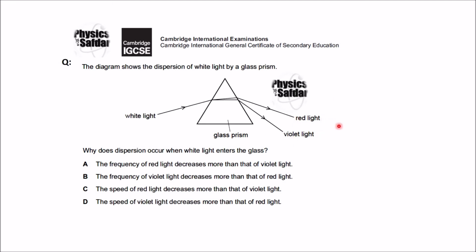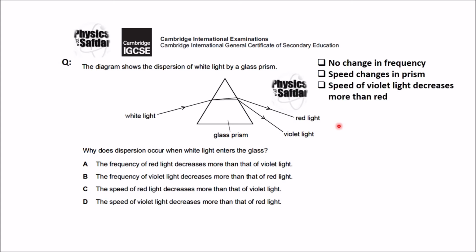Remember a few things about what happens with the white light when it hits the triangular prism. Number one, there is no change in frequency. Second point that is important is the speed change in the prism. Every color has a different speed in a triangular prism. And what's the observation recorded? The speed of violet light decreases more than red. That's why it bends more, as you can see at the bottom side.